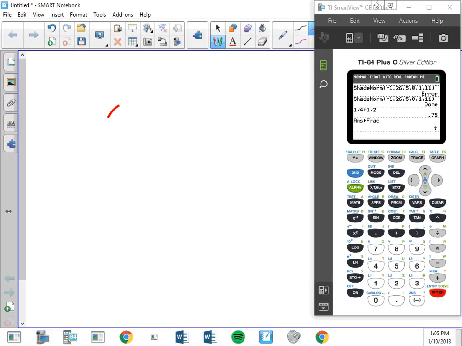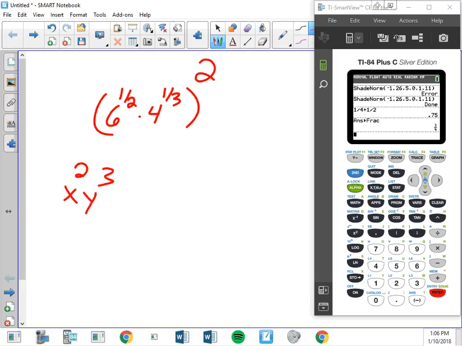So what about 6 to the 1/2 times 4 to the 1/3 squared? Can I combine the 6 and the 4? If I had x squared and y to the 3rd, can I put those together? No, because the bases are different. If the exponents were the same, if I had x squared times y squared, I could say x times y to the 2nd.